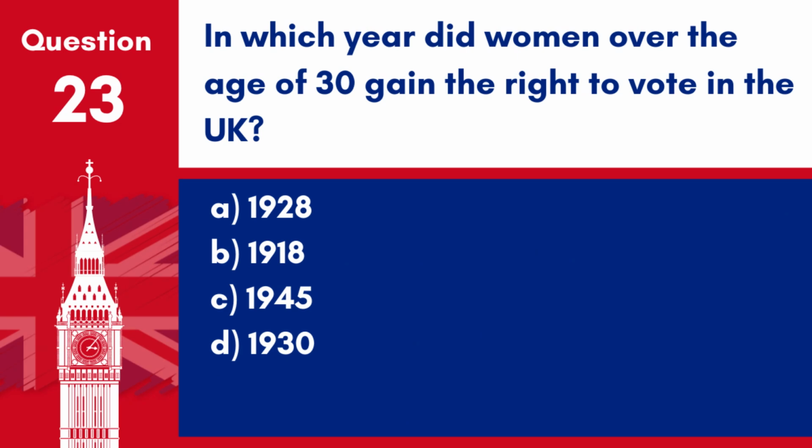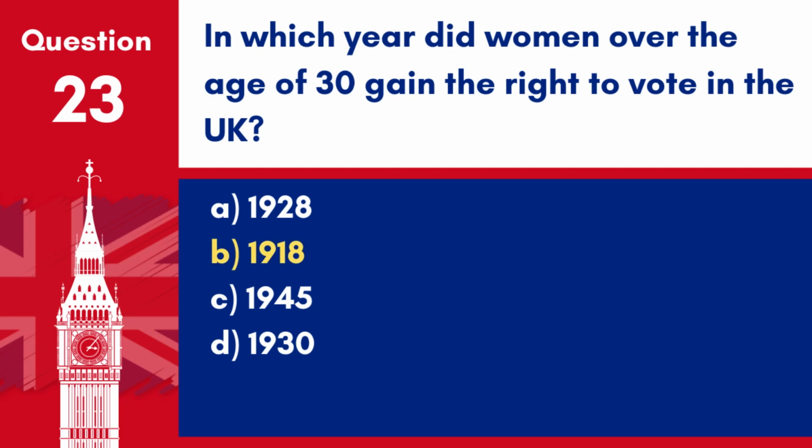Question 23. In which year did women over the age of 30 gain the right to vote in the UK? A. 1928. B. 1918. C. 1945. D. 1930.